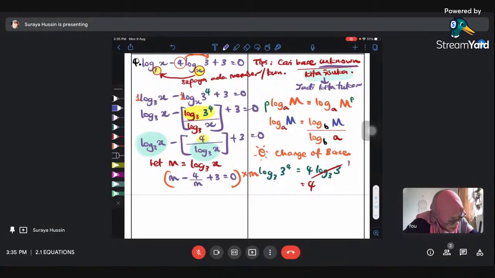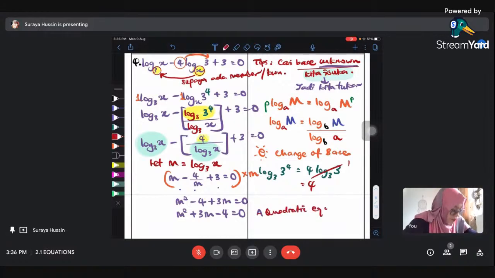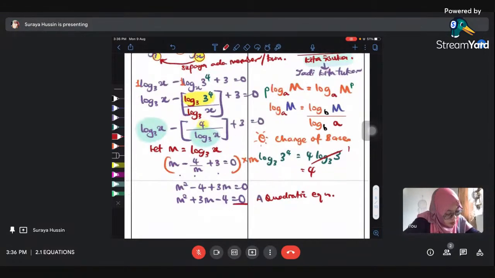Okay. So times it with M for each term here, you will get M squared minus 4 plus 3M equal to 0. I rearrange it into a quadratic equation. Okay, remember a quadratic equation mesti ada equal to 0, right?